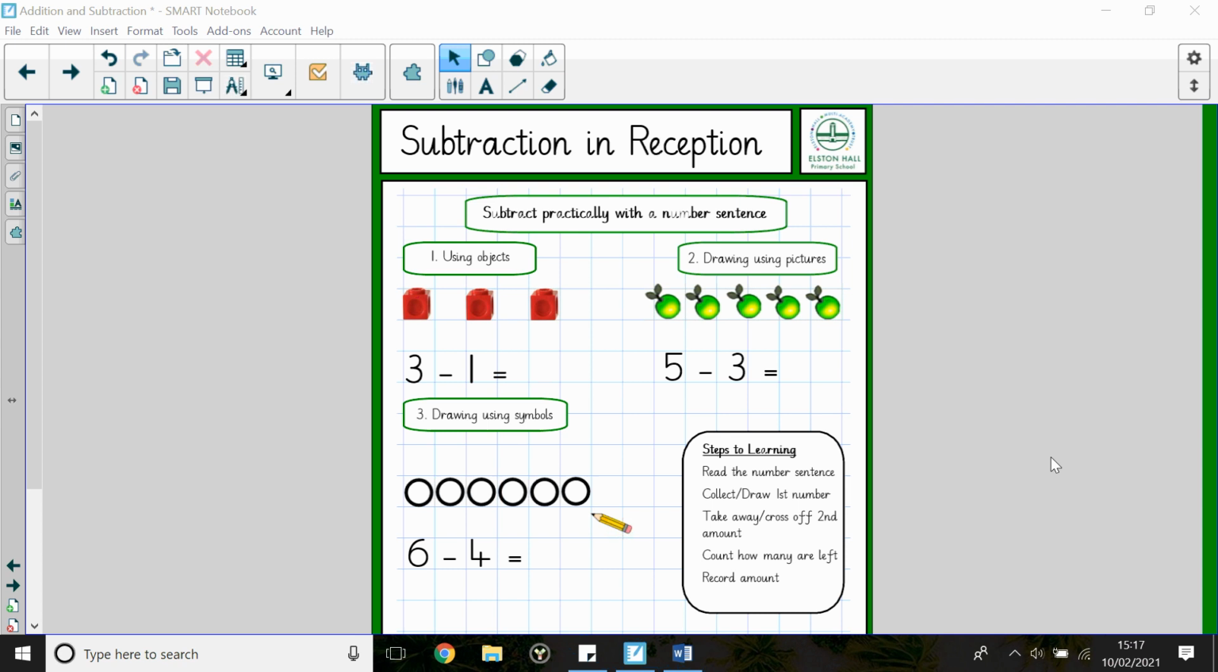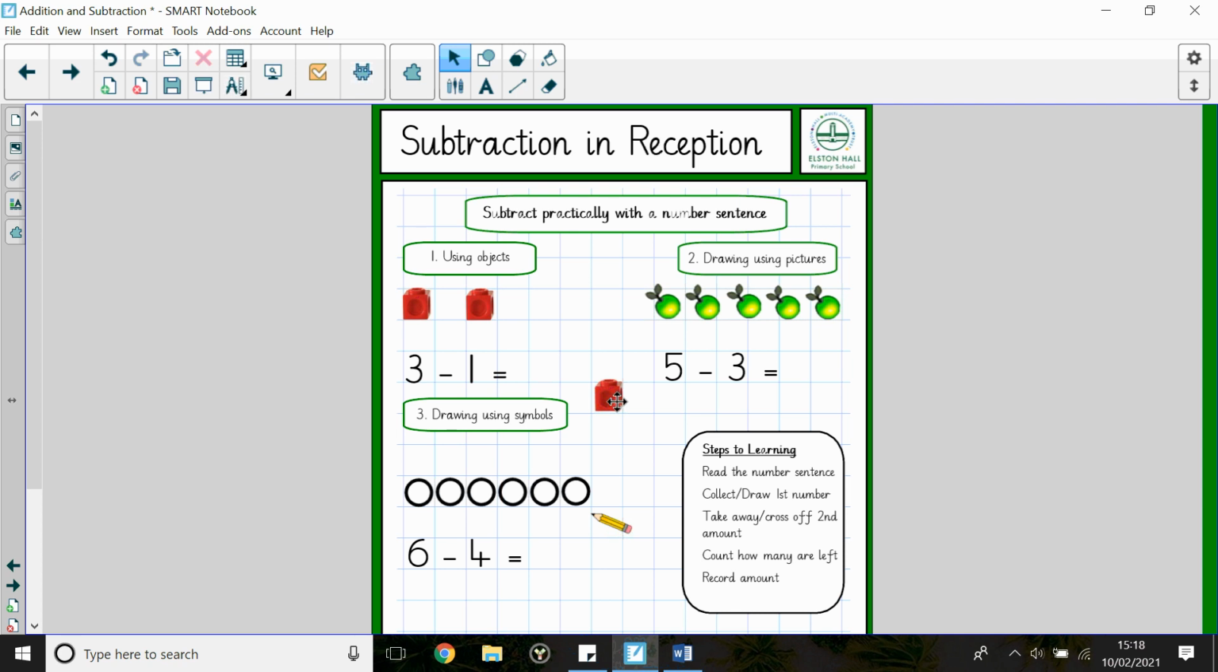So in this instance, 3 take away 1 or 3 subtract 1 equals. The first number signifies the amount we begin with, and the second number shares how many we are subtracting. Our next step will be to count out the first number using objects. Here I have 1, 2, 3 cubes in a straight line. The next step will be to look at the second number in the number sentence and take away that amount. I must take away 1 cube.